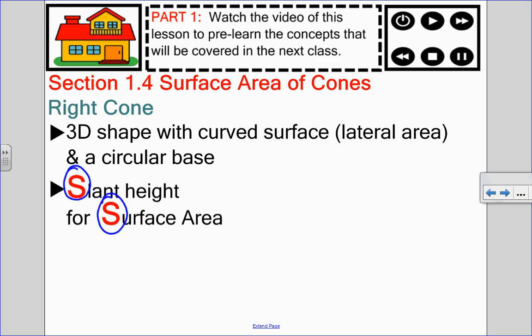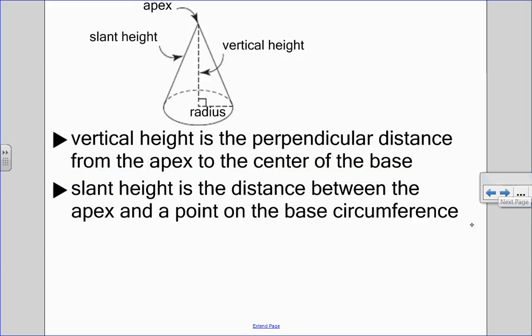Now we're talking about cones this time. Cones have a curved surface in the middle. That's the lateral area, and they have a circular base coming to a point on the other side. Let's look at the parts. I can see here is my circular base, and then the lateral face is that wrapped around piece.